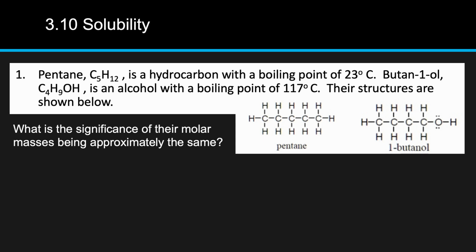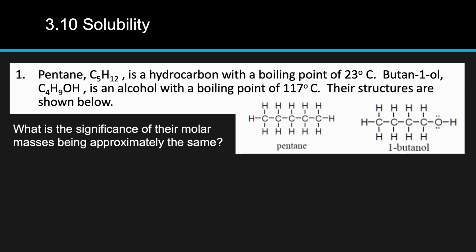All right, pentane is a hydrocarbon with a boiling point of 23 degrees Celsius. That is the molecule on the left. Butanol is an alcohol with a boiling point of 117 degrees Celsius, which is the molecule on the right. And their structures are shown below. What is the significance of their molar masses being approximately the same?